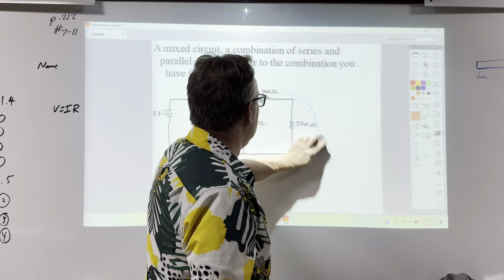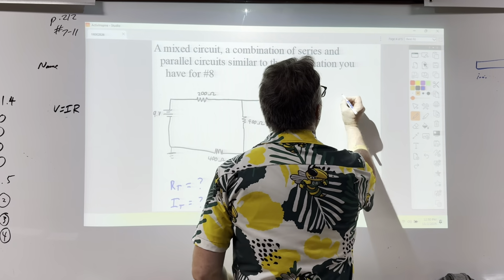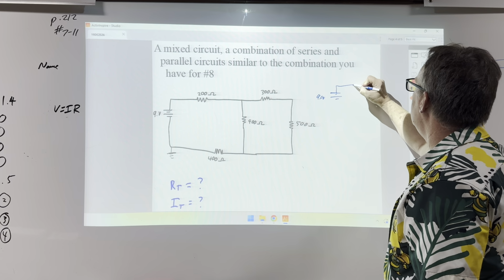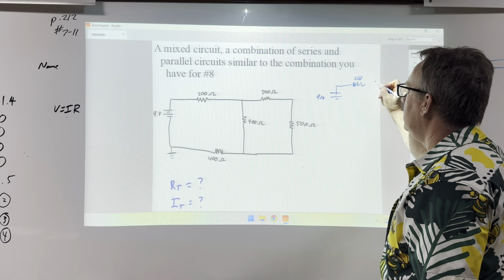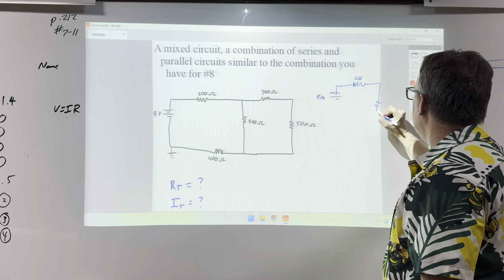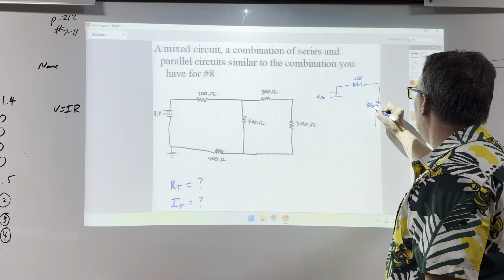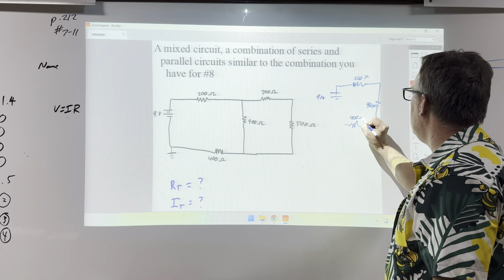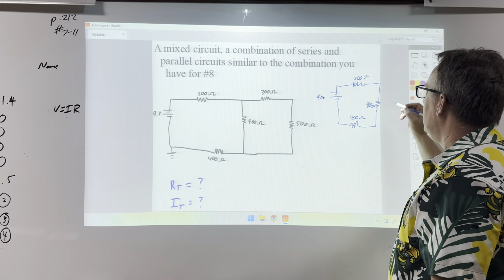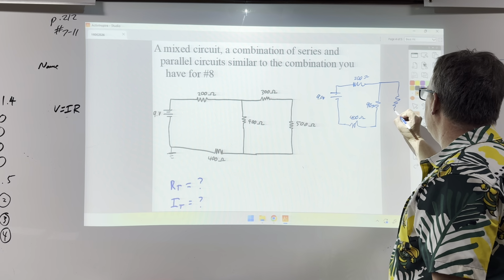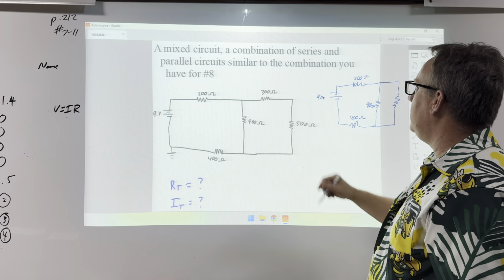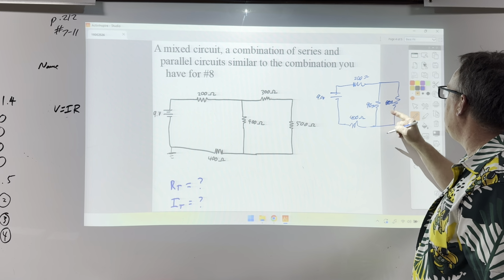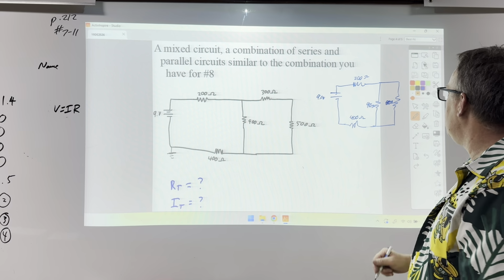So first I would redraw this 9 volt as a 200, and here I've got a 900 ohm, and here I've got a 400 ohm. I'm going to keep all that, but over here I'm going to combine these two, and they're in series. So when you combine 300 and 500, you get 800 ohms. Now I'm thinking parallel between those two is going to be 850, but let's try it.